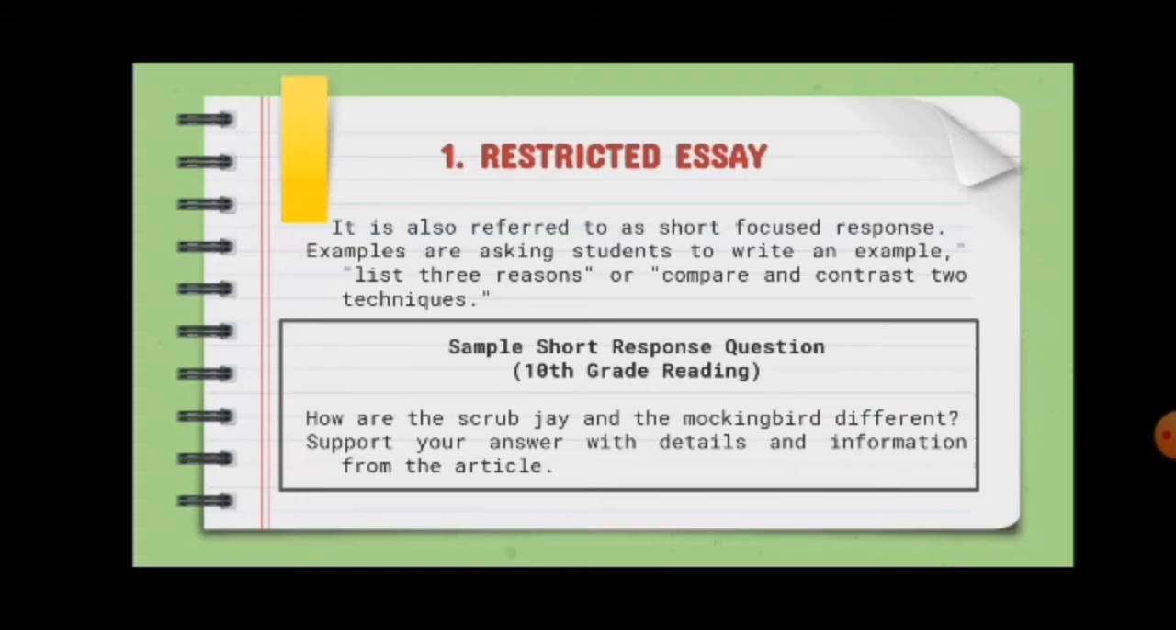How are the scrub jay and the mockingbirds different? Support your answer with details and information from the article.